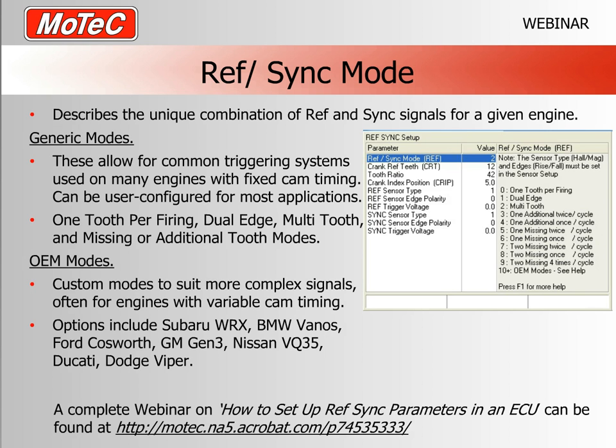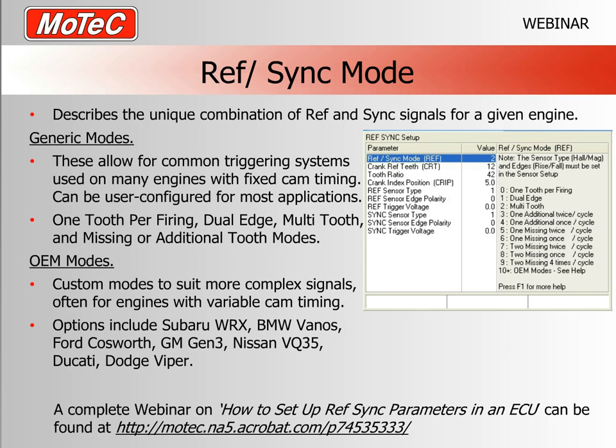And we also have what we call OEM modes, or original equipment manufacturer modes. Now these are the ones that relate to particular trigger systems. They tend to be used on later type engines that have variable cam timing, because many of these engines have quite sophisticated trigger sequences on, for example, each of their camshafts, so that the ECU can identify the individual phase of each camshaft very quickly. So many of these modes are used, for example, with WRX Subarus or BMWs with the Vanos cam timing system, Ford Cosworth, Gen 3 LS type engines, Ducati engines and so forth.